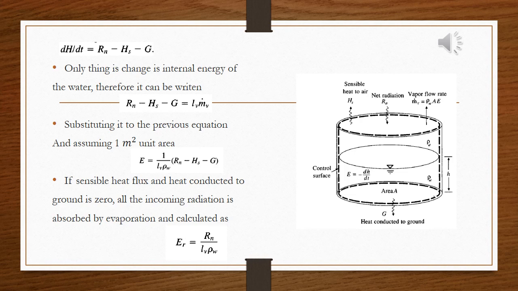Which means if we insulated the bottom, so there is no heat conducted to the ground, and let's say we also avoid losing heat to the air, so we keep all the heat inside, we can ignore Hs. It goes to zero, so all the radiation is absorbed by the water in order to evaporate this water element.